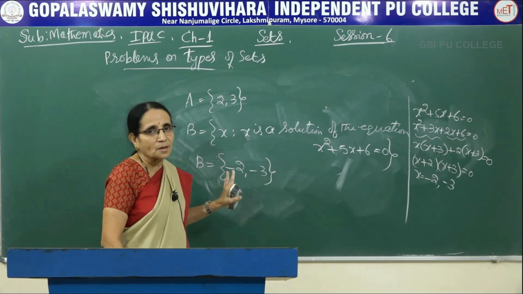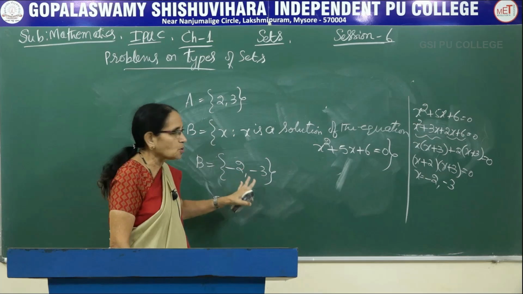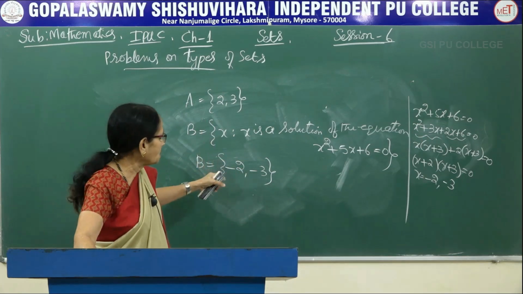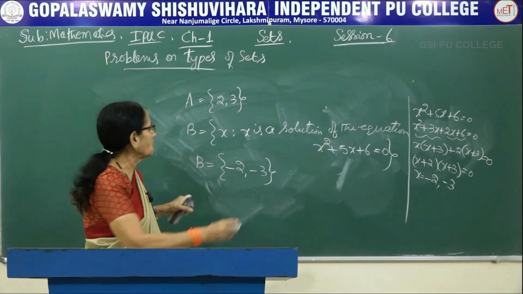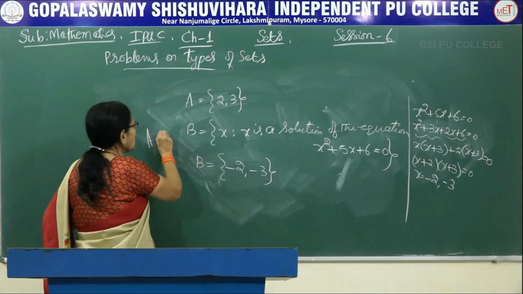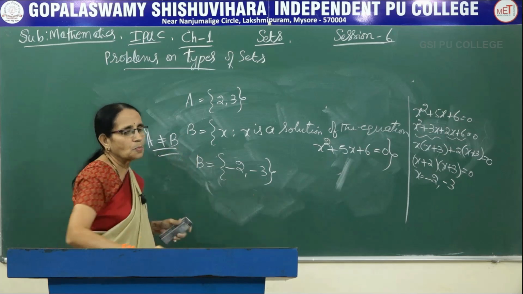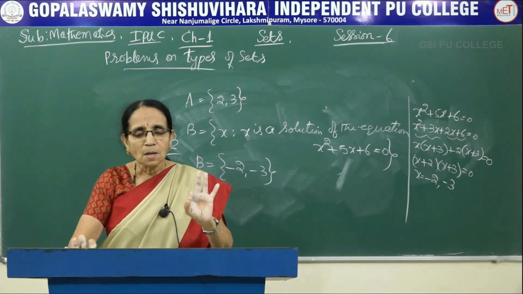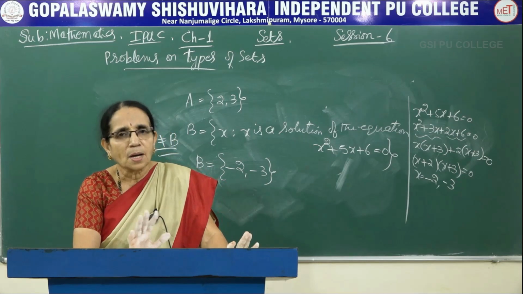See, numerically they are same. 2 and 3, here also 2 and 3, but here they are plus 2, plus 3, these are minus 2, minus 3. So what is our conclusion? A is not equal to B. That means they are not equal sets. So, for a 1 mark question, you can expect like this.